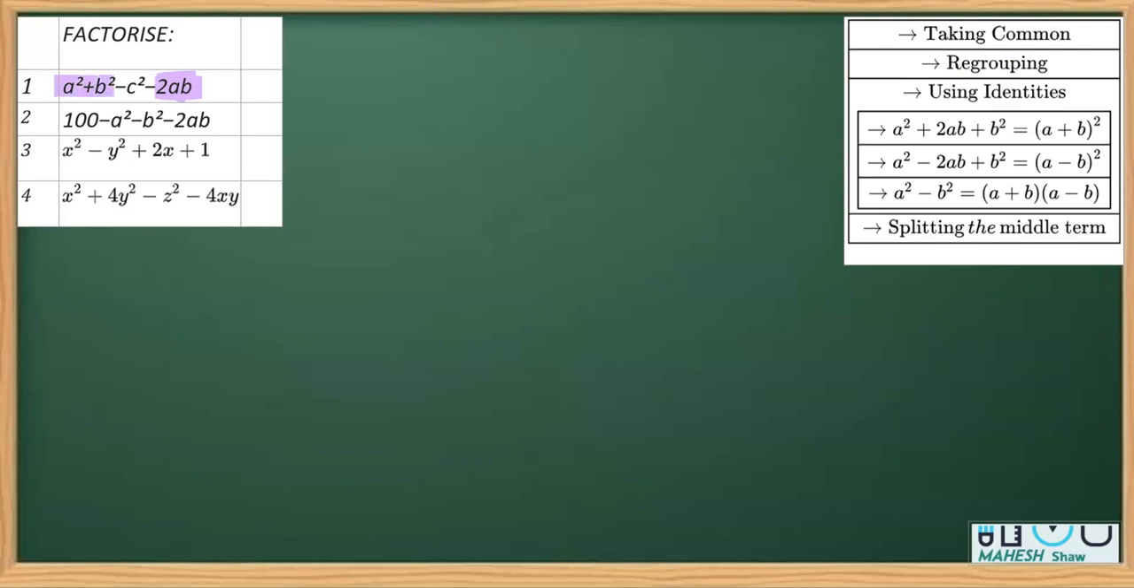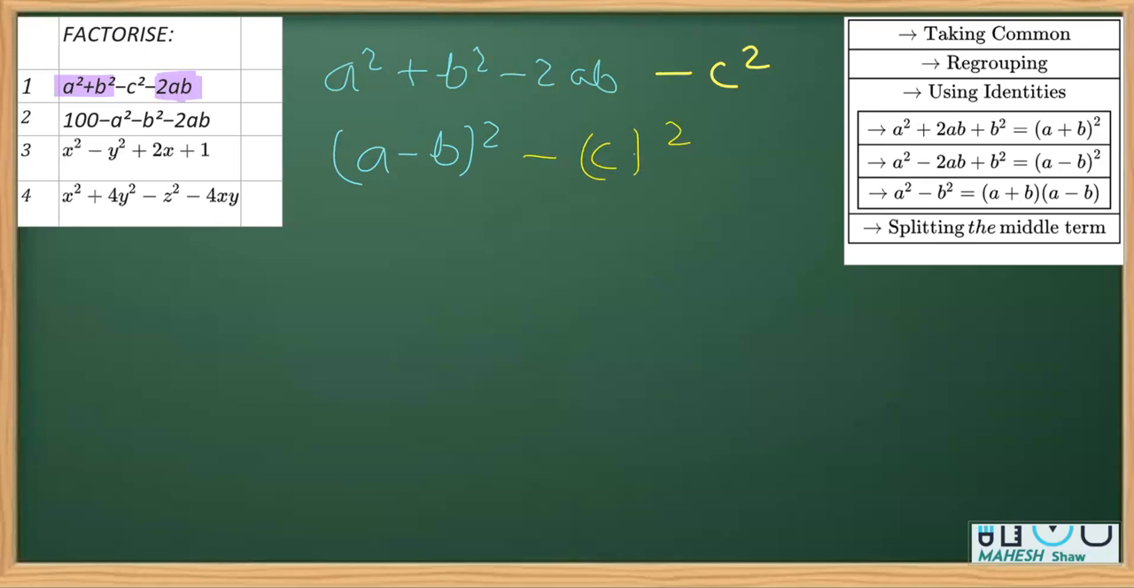So what you need to do is write them in such a way, like I wrote a square plus b square, and then insert or place minus 2ab, and then shift c square to the other side, so that these three can form an identity. Now, what next we have to do is write this directly as (a minus b) whole square, and write this c square as c whole square.